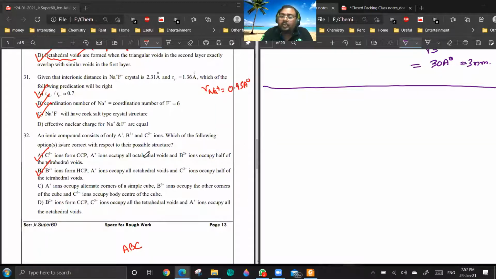I have told you that most of the ionic halides will be having rock salt structure, except for the cesium and thallium halides, right? Yes, sir.